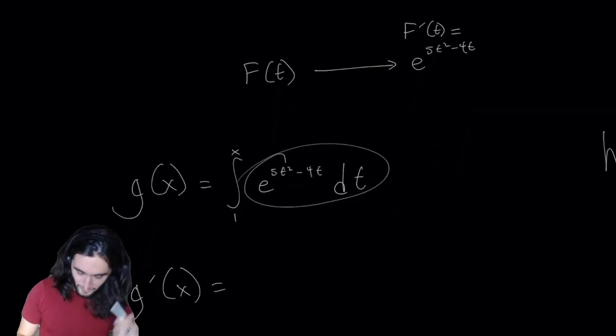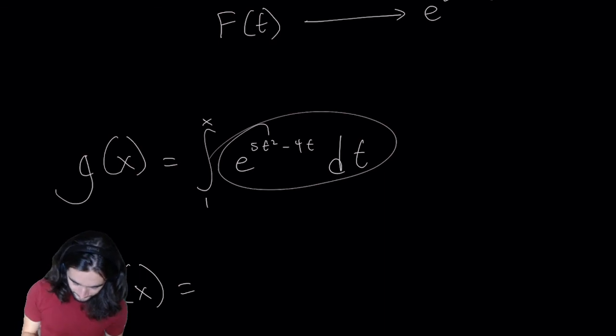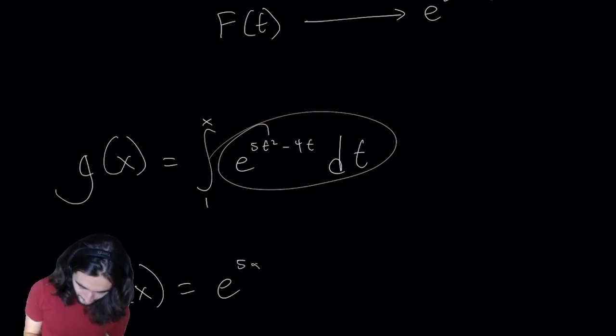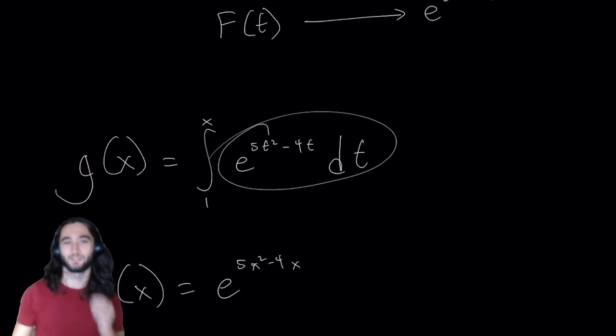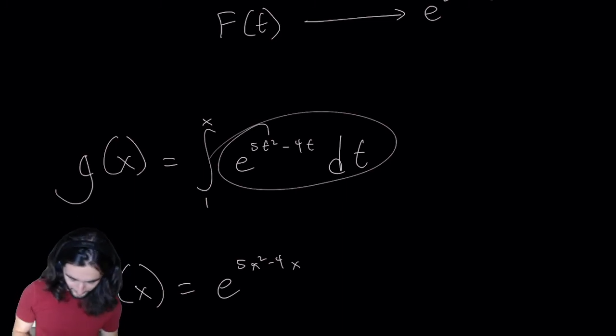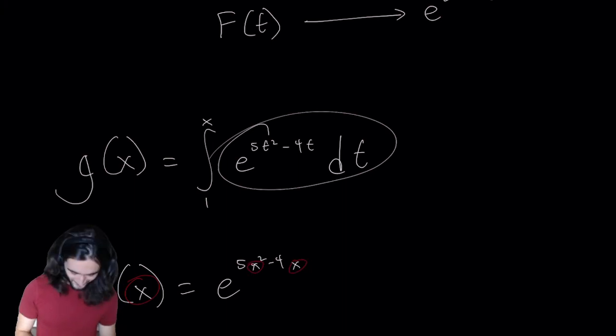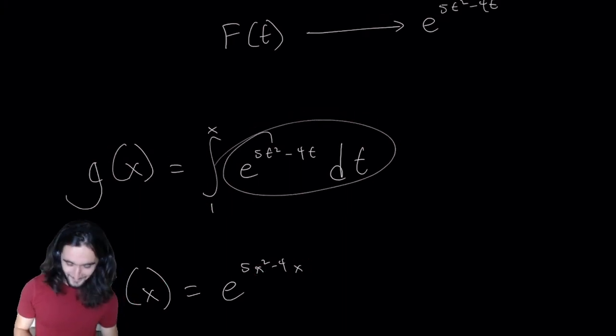All right, so there you have it. It turns out that g prime is that exact inner function, using the letter x. You can use whatever letter you want, but just make sure that your variables match up. Okay, next one.